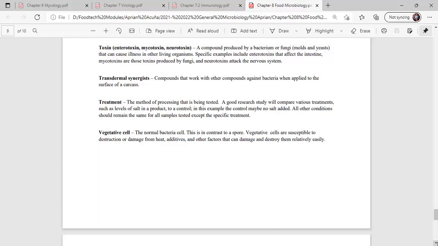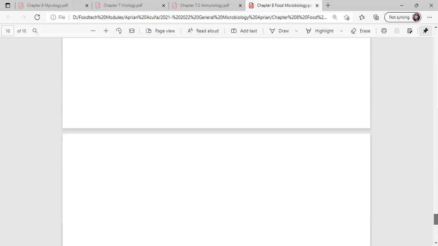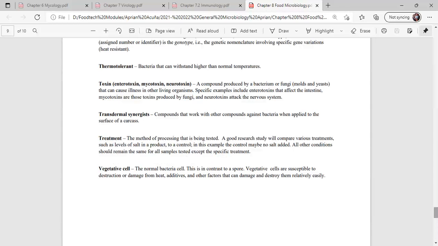Vegetative state sa itong mga bacteria, it is the normal bacterial cell that is in contrast to a spore. Your vegetative cells are susceptible to destruction or damage from your heat. Mga additives and other factors can damage and destroy them relatively easily.